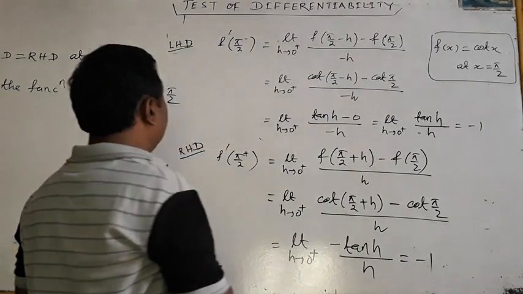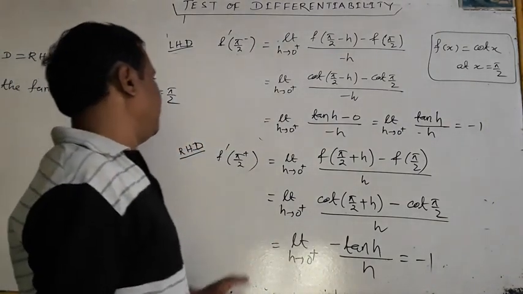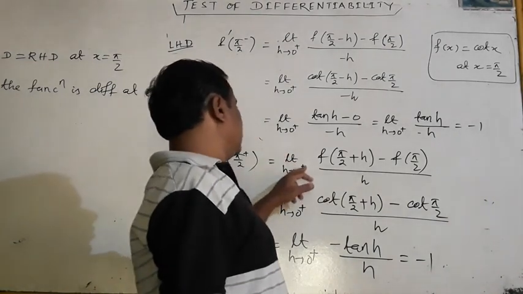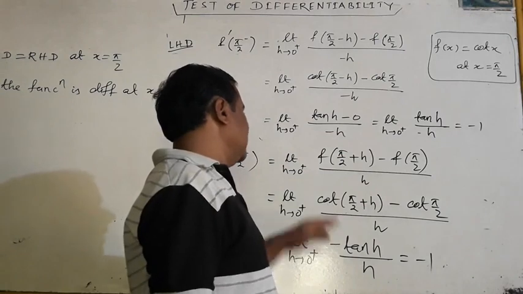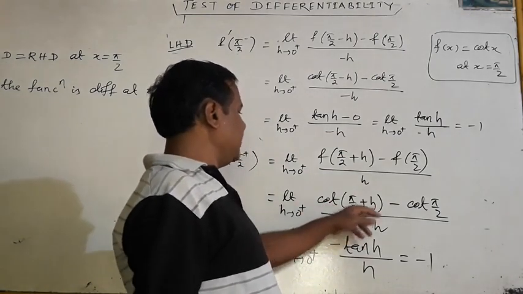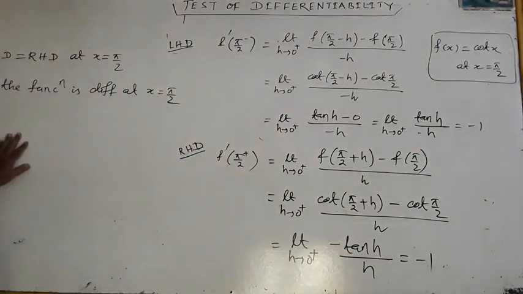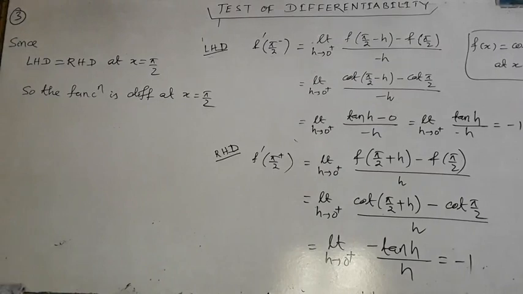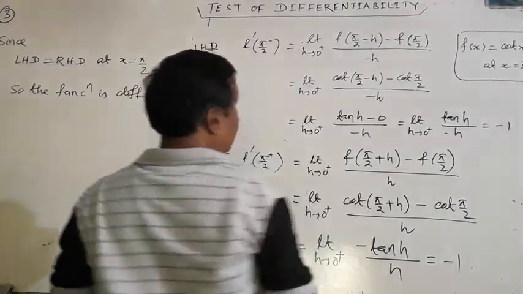We know tan h by h as h tends to 0 is 1, as it has a minus sign, so it is −1. Now the right hand derivative, limit h tends to 0 plus of [f(π/2 + h) − f(π/2)] by h, that is [cot(π/2 + h) − cot(π/2)] by h. Cot(90 + θ) is −tan θ, so it is −tan h by h, and the result is −1. As the left hand derivative and right hand derivative at x = π/2 are equal, the function is differentiable.